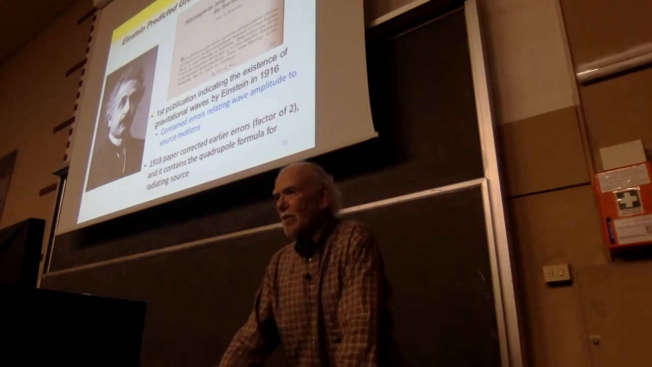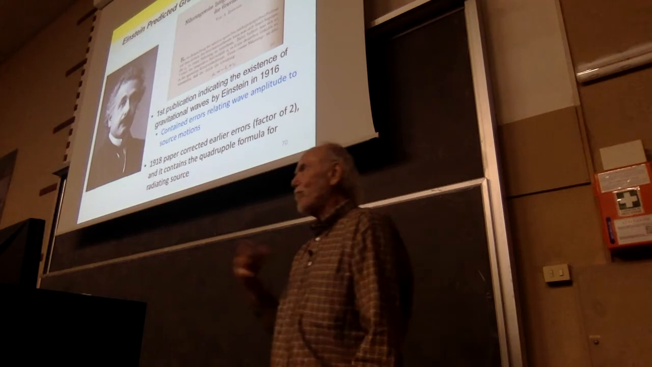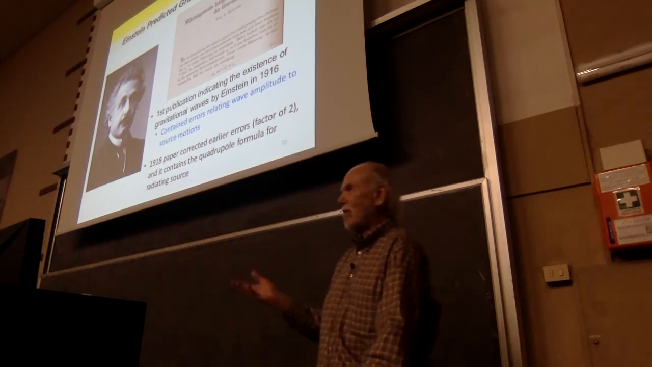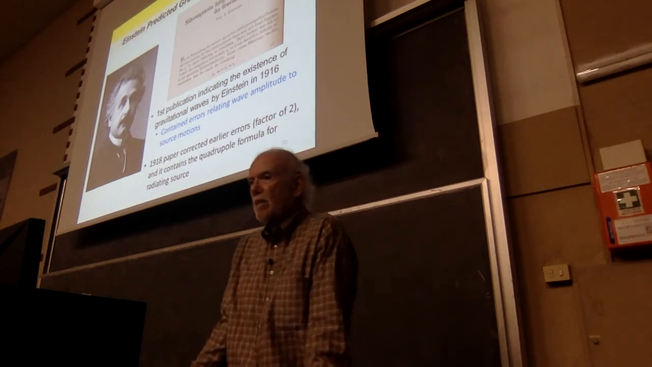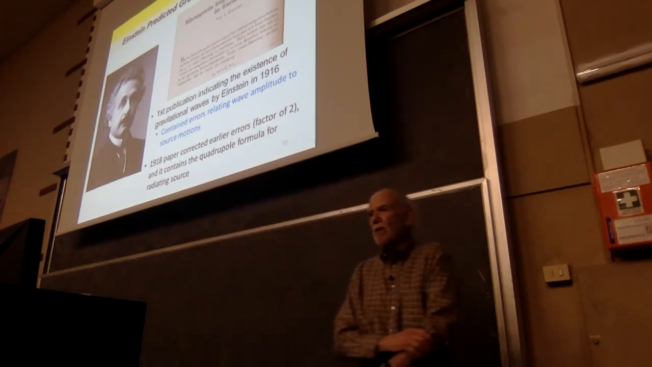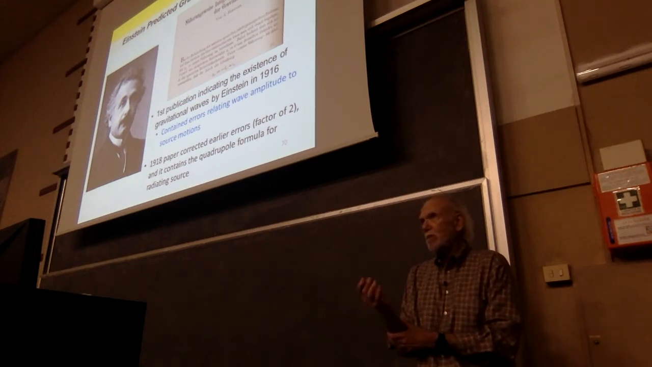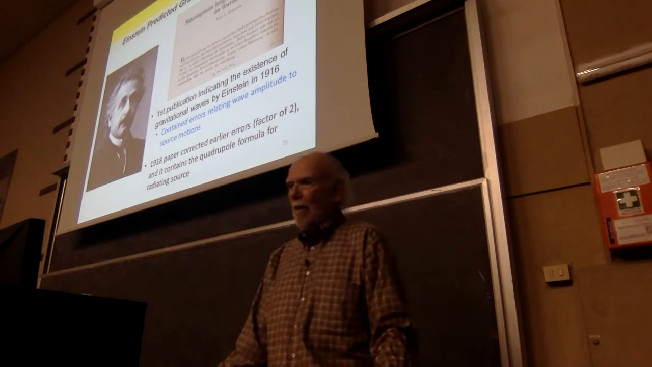That paper has a serious factor of 2 error, which would have been bad for us in trying to measure gravitational waves later. He fixes all that in a paper 2 years later. So he wrote a second paper in 1918, and he corrected the errors in the first paper. He never admitted there were errors, he just fixed them.